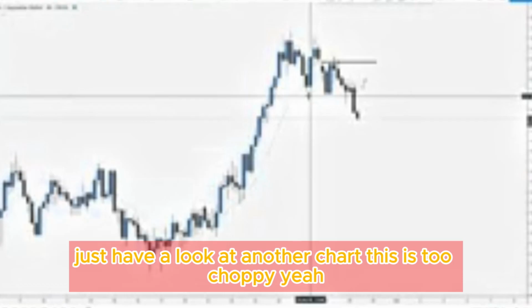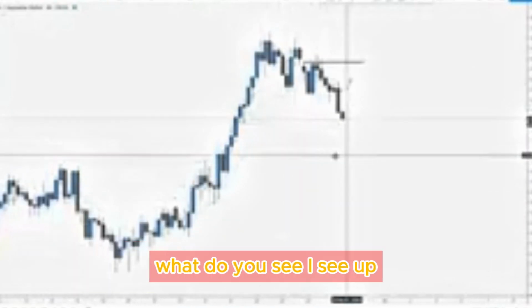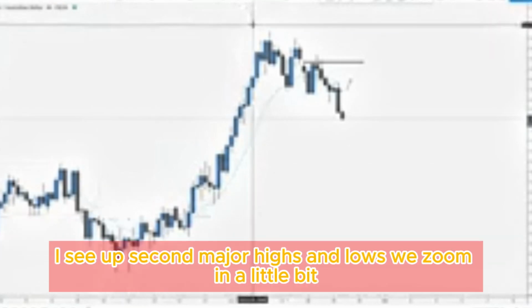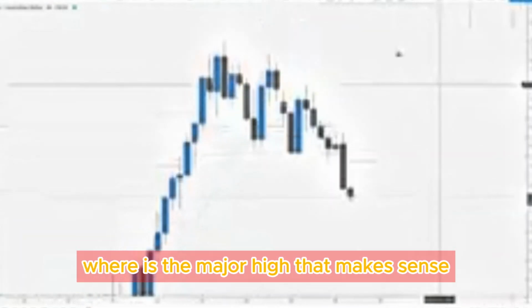Just have a look at another chart. This one is too choppy. Yeah, let's have a look at this one because this one was interesting. So when you open this chart, what do you see? I see up. All right? First, what do I see? I see up. Second, major highs and lows. We zoom in a little bit. Where is the major high that makes sense?